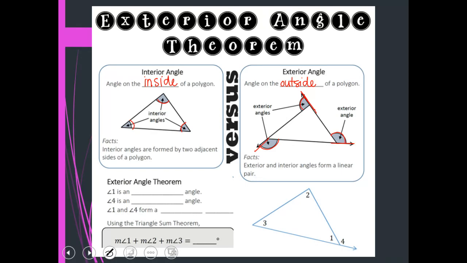angle number 1 is an interior angle because it's on the inside of the triangle. Angle number 4 is an exterior angle. Together, numbers 1 and 4 form a vocabulary word that we learned yesterday. It's a supplementary angle.